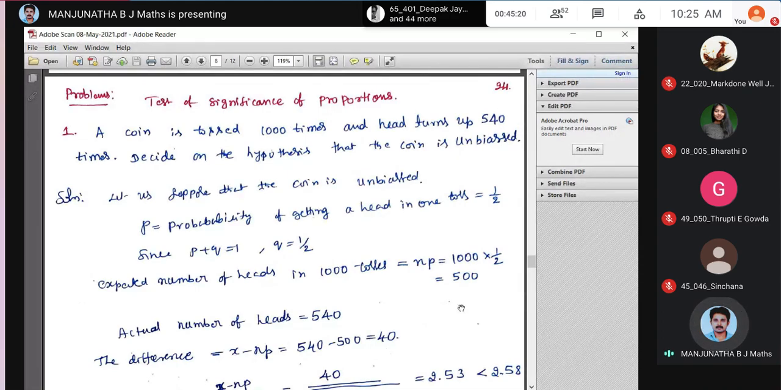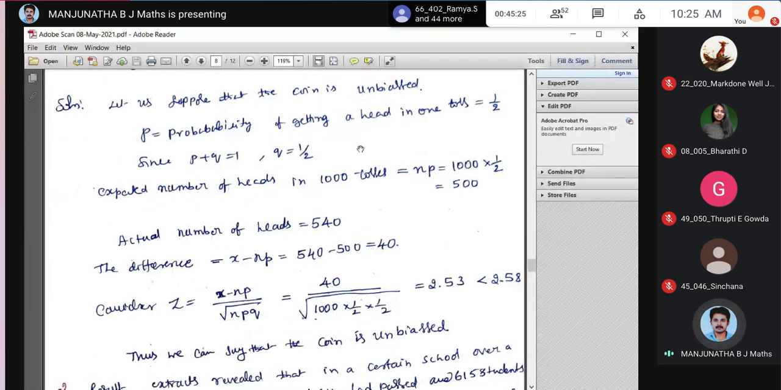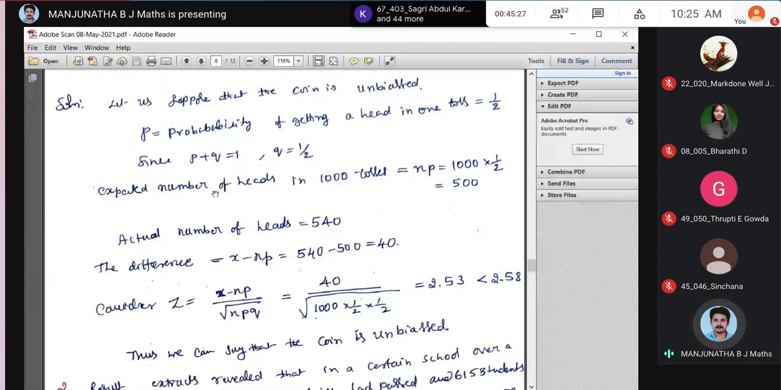When a coin is tossed 1,000 times, what is your observed value? The observed value is 540. So the actual number of heads is 540. Therefore, what is the difference? x minus np, that is 540 minus 500, that is 40.